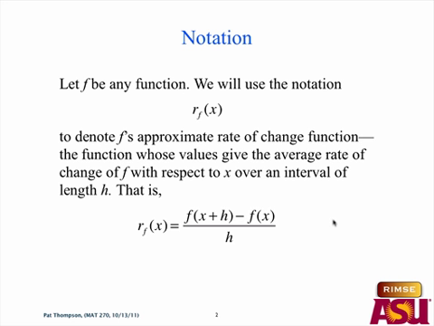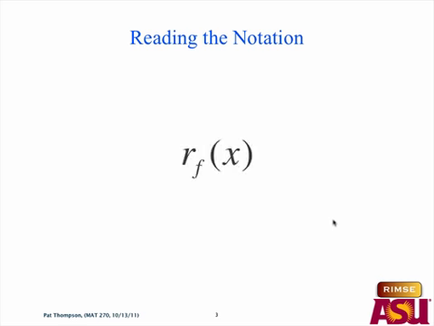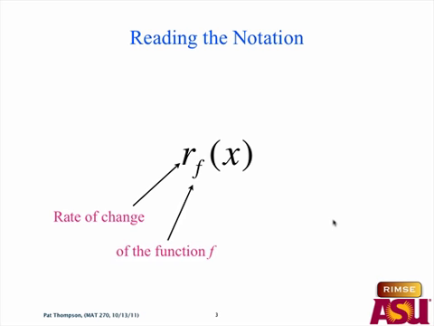Okay, so this is our average rate of change function. Numerator means? Change in y. Denominator? Change in x, right? Get an average rate of change for an interval width of h. Okay, so reading it, we'll read it as the rate of change of the function f, okay?